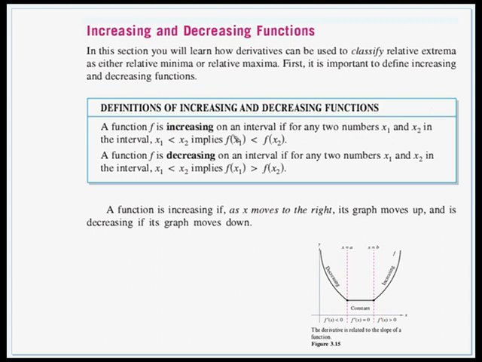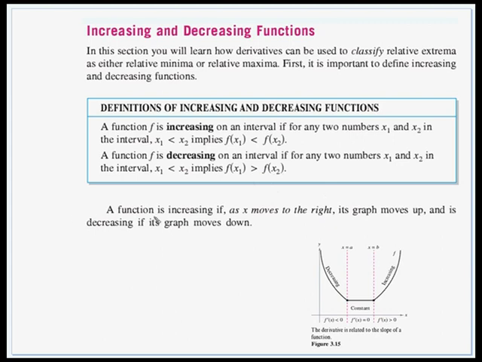So a function f is increasing on an interval if for any two numbers, x sub 1 and x sub 2, in the interval, x sub 1 less than x sub 2 implies that f of x sub 1 is less than f of x sub 2. And a function is decreasing across an interval if for any two numbers, x sub 1 and x sub 2, in the interval, if x sub 1 is less than x sub 2, that implies that f of x sub 1 is greater than f of x sub 2.